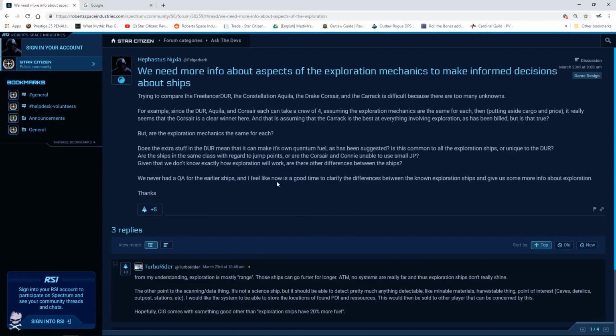And that is assuming that the Carrick is the best at everything involving exploration as has been billed, but is that true? Are exploration mechanics the same for each? Does extra stuff in the Durr mean that it can make its own quantum fuel? Has that been suggested? Is this common to all exploration ships or unique to the Durr?